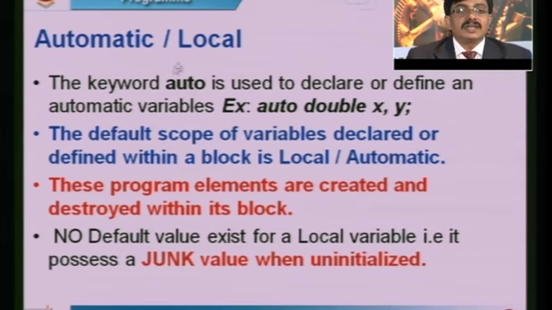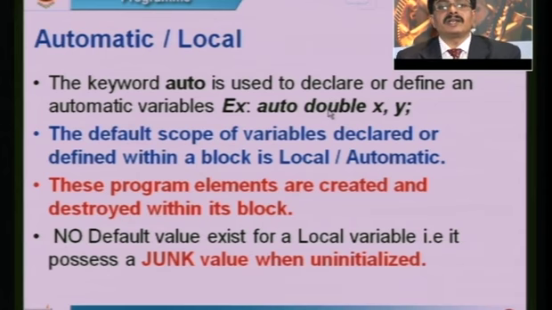So fine. Here in this particular case I can make use of the keyword auto. Whenever I am declaring a variable within a block, even without the keyword auto, by default the variable will be treated as an automatic variable or a local variable. The default scope of variables declared or defined within a block is local or automatic. Both mean the same: local variable as well as automatic variable.